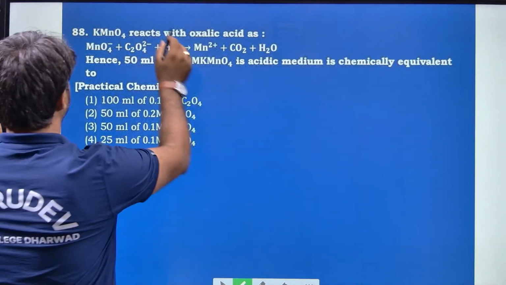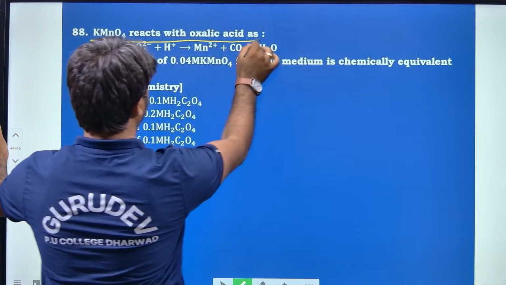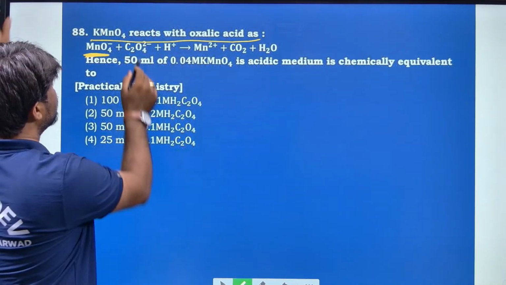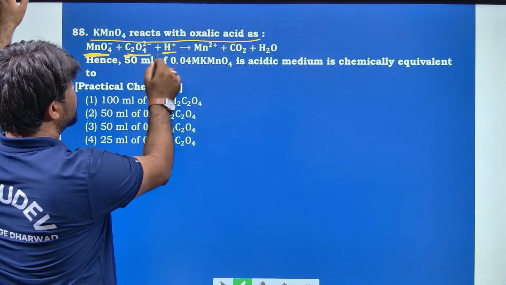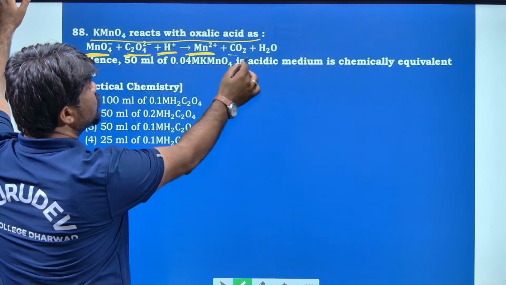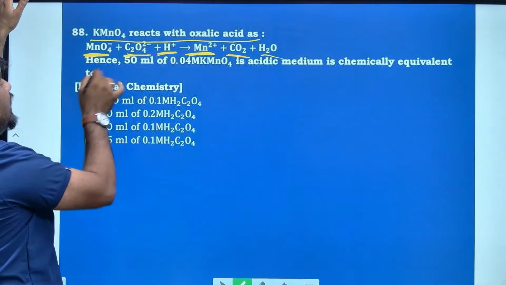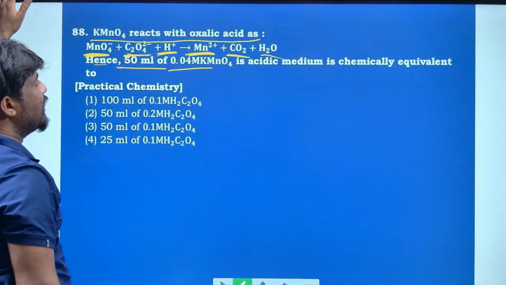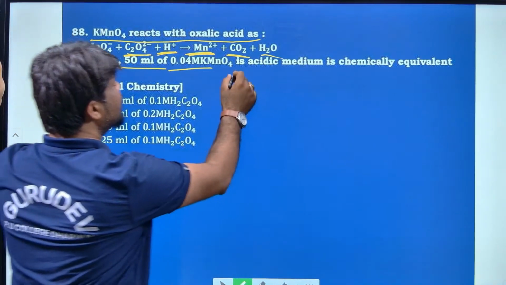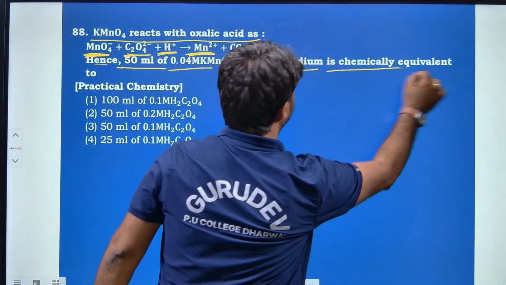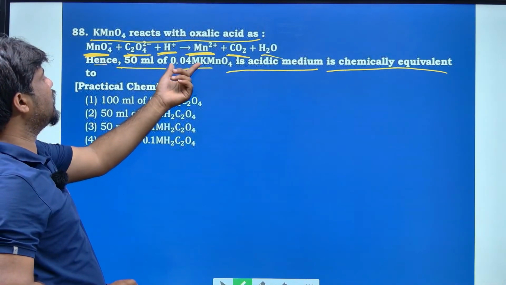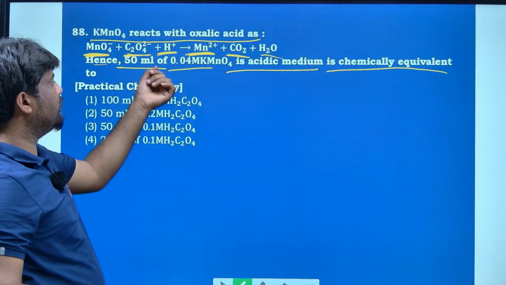Go to the next problem. KMnO4 reacts with oxalic acid. Here is the given reaction: when MnO4 minus 1 reacts with oxalic acid in the presence of H plus, it gives Mn plus 2, CO2 and water. Hence 50 ml of 0.04 KMnO4 in acidic medium is chemically equivalent to what? So 50 ml of 0.04 KMnO4 will give.